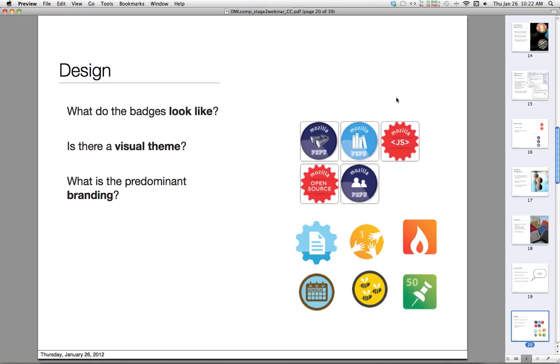So on this screen there are a whole bunch of different visualizations of the way some badges might look. Obviously these are all different. When you think about it, think of it from a family standpoint. They don't necessarily have to look exactly alike, but maybe they want to look like they're in a related family.